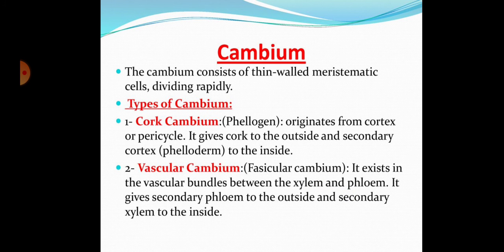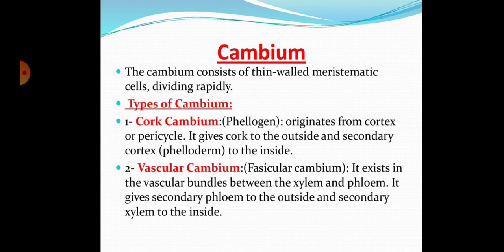The third important tissue of this lecture is cambium. The cambium consists of thin walled meristematic cells that divide rapidly. These cells are very well known to divide rapidly. There are two types of cambium, cork cambium and vascular cambium. Cork cambium, known as phellogen, originates from the cortex or pericycle, and it gives cork to the outside and secondary cortex, phelloderm, to the inside.